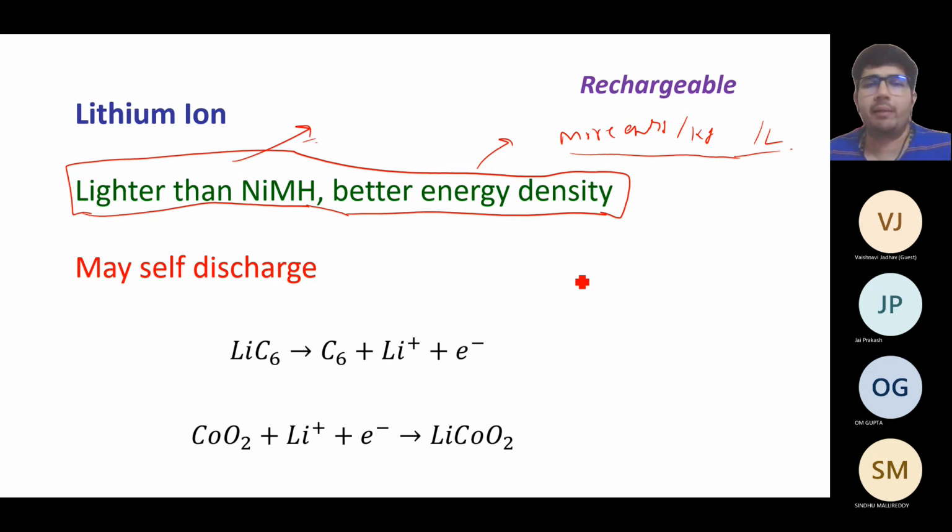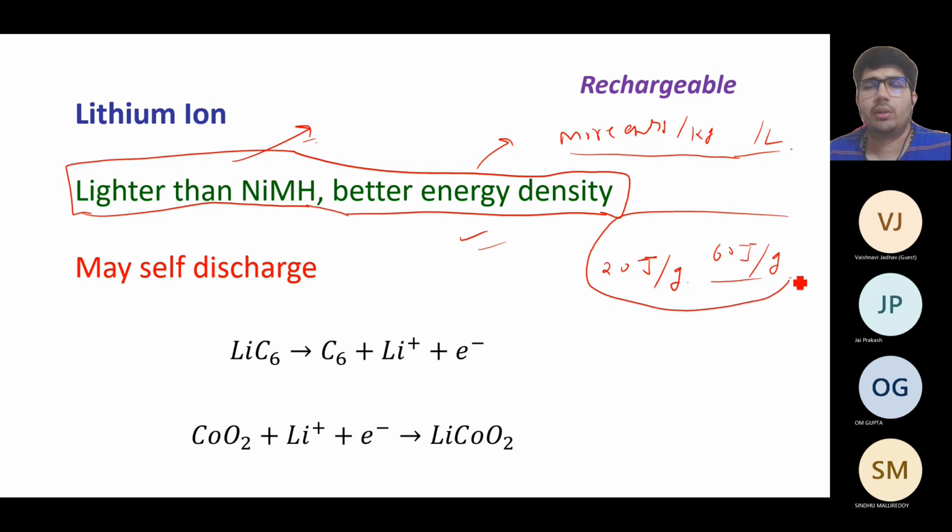Suppose the nickel metal hydride battery can store up to, just for example, 20 joules per gram, then this can store 60 joules per gram. So this is the energy density. This is like thrice the capacity of this.